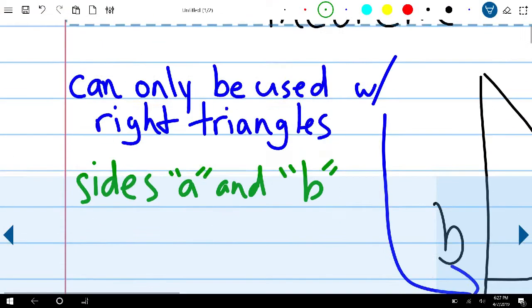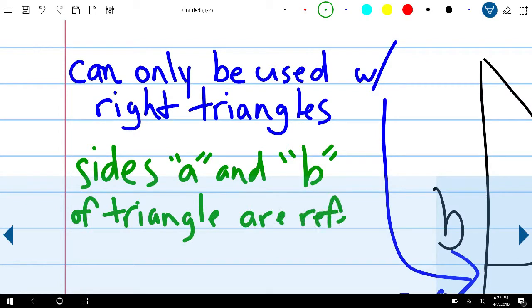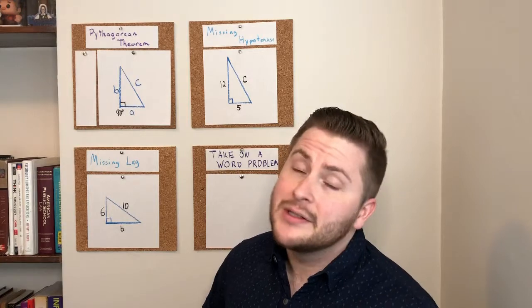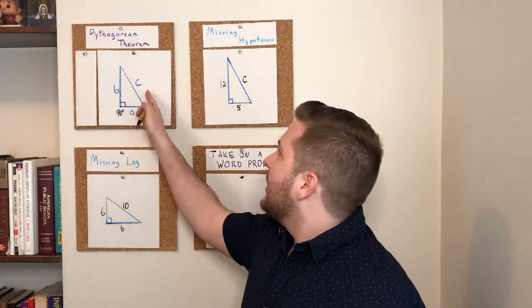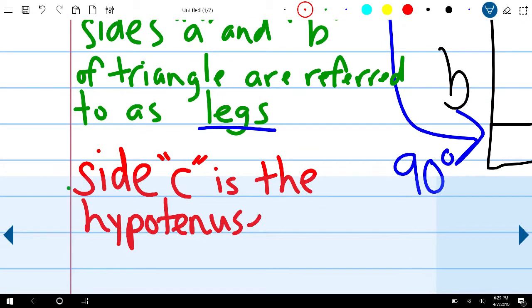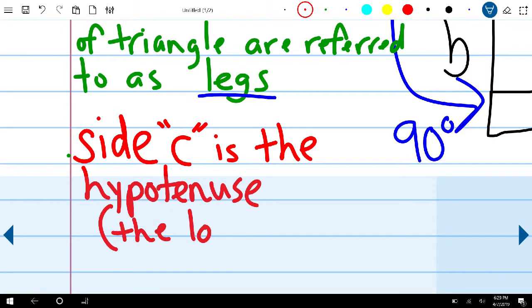A and B in this case are referred to as legs. It could be any type of variable, but A and B is what we use when we talk about Pythagoras' theorem. Side C right here is called the hypotenuse, which I mentioned, and it's a real fancy word for the longest side of a triangle, and it's always opposite from the 90-degree angle.